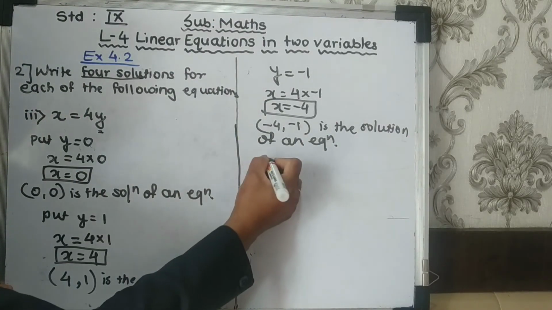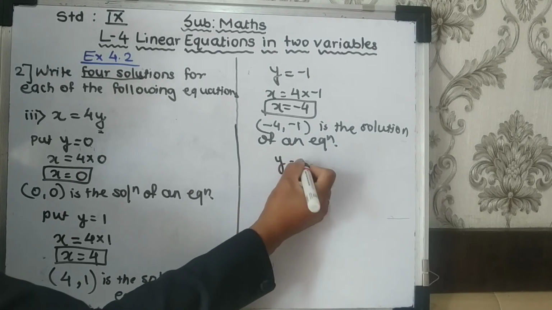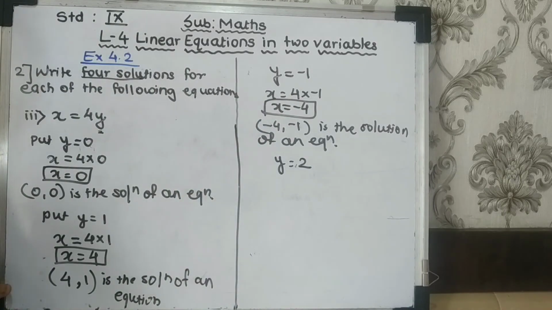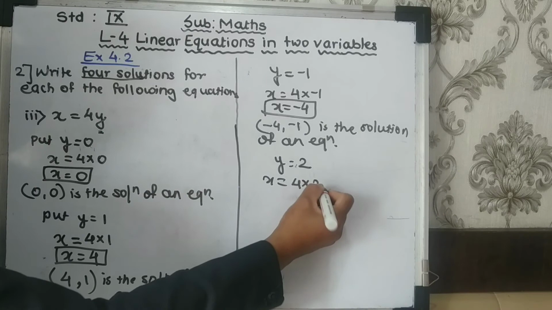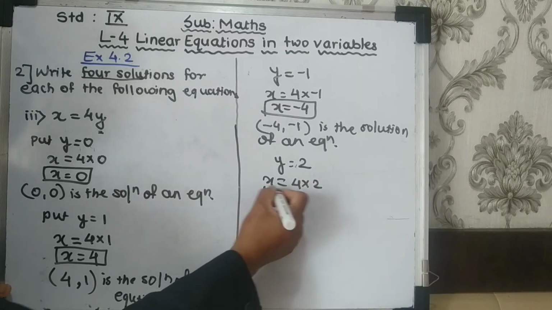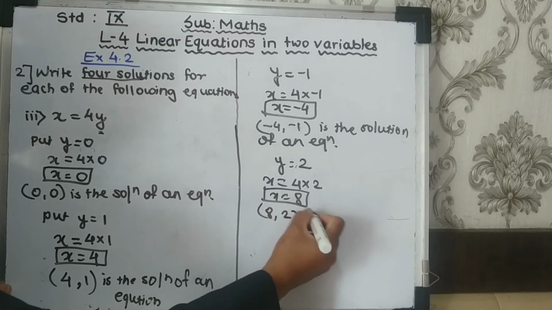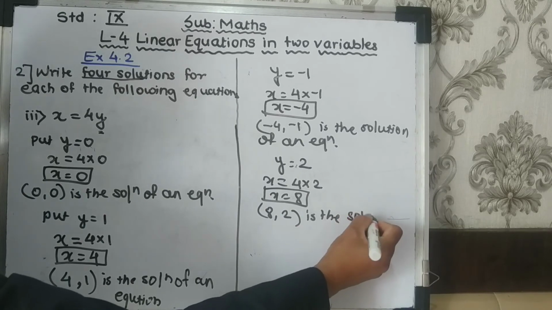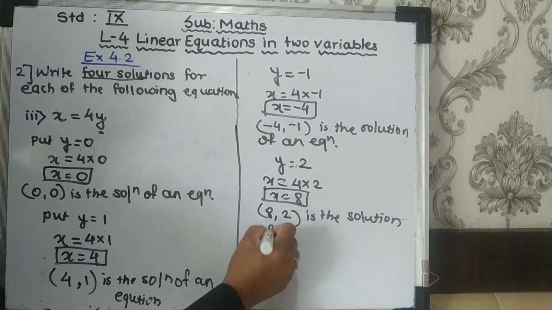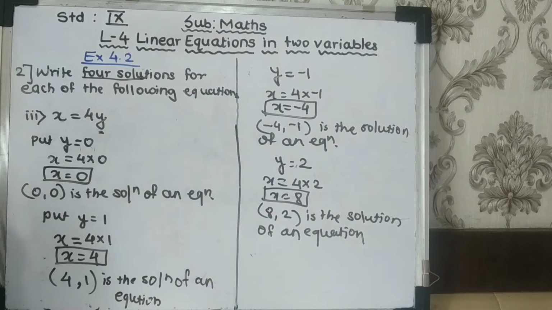Now fourth one we will find out. Let us have y is equal to 2. Right? So y equals to 2. So x is equal to 4 into 2. So x is equal to 8 we got. Right? So 8 and 2 is the solution of an equation. Understood this question? How to solve?